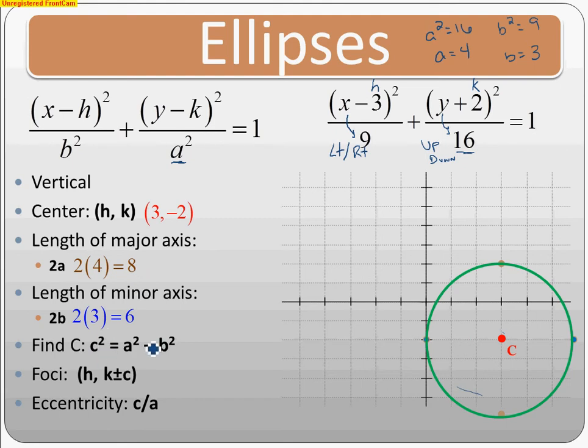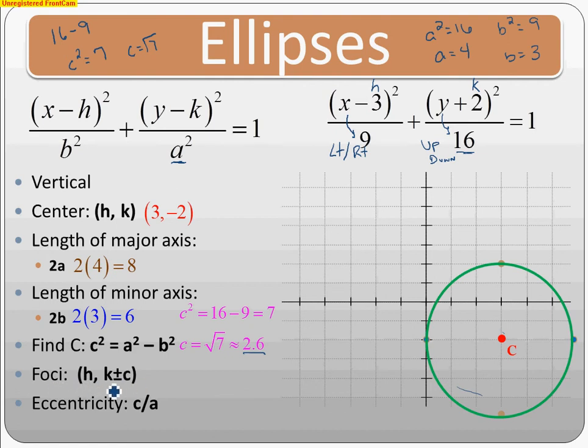Now, find our focal point. So we need that c value, a squared minus b squared. Now remember, a squared is the bigger of the 2. All right, so you have to take 16 minus 9 on your calculator. So that means c squared is equal to 7, and then c is equal to the square root of 7, which is going to come out to about 2.6. We're going to use 2.6 to help us with our focal points.